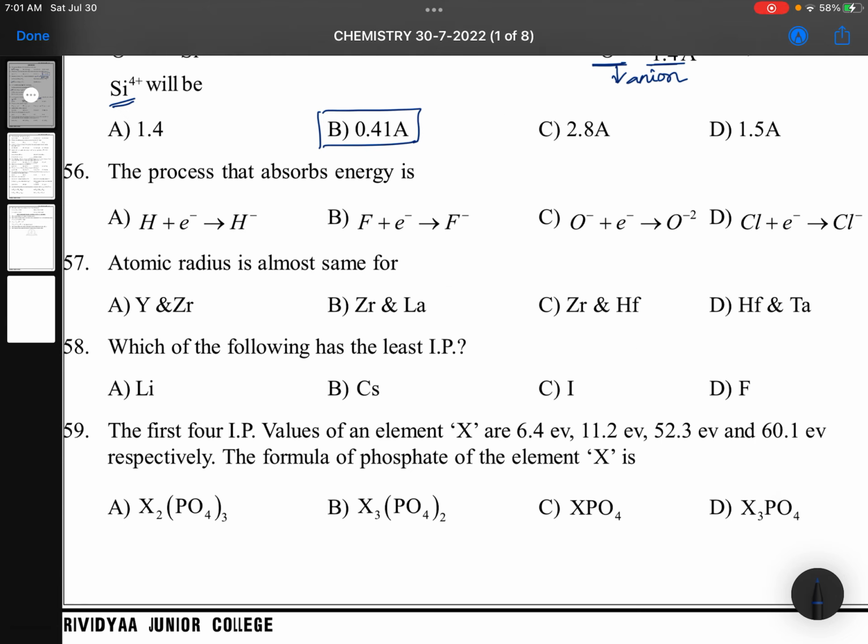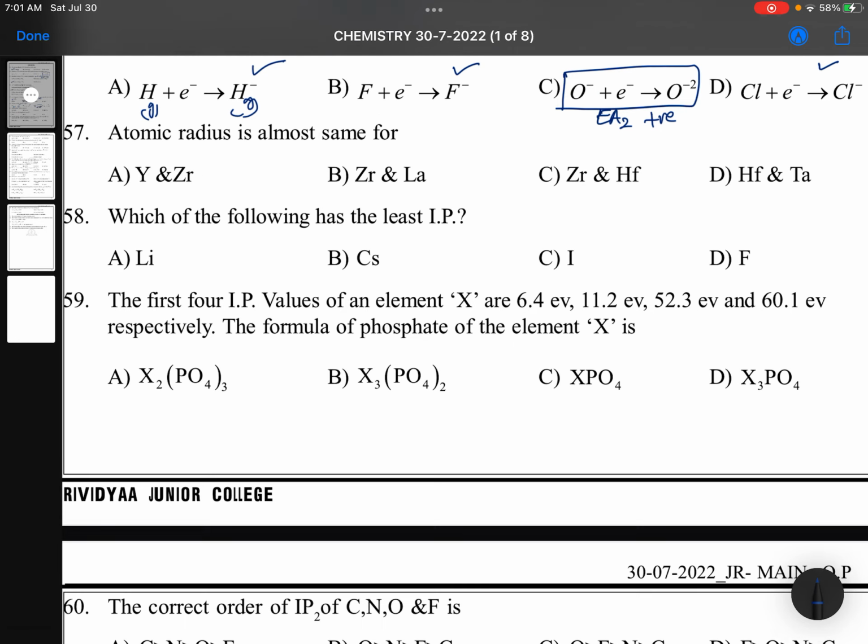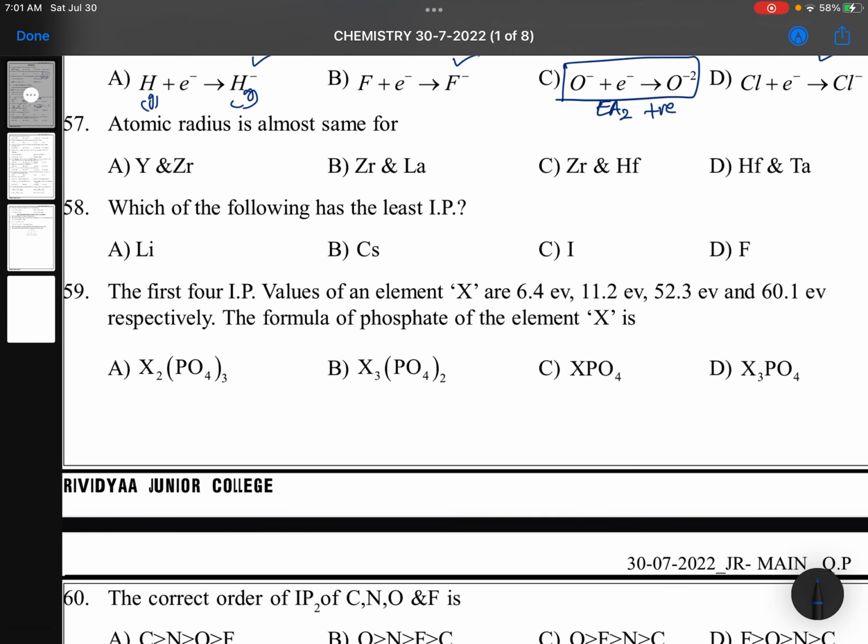The process that absorbs energy is, okay, this is electron affinity, this is electron affinity, this is electron affinity, releases. This is second electron affinity, EA2, positive. Atomic radius is almost same for zirconium and hafnium. Okay, so you can see scandium, titanium, vanadium, yttrium, lanthanum, actinium, zirconium, hafnium. We discussed in class that from 3d to 4d series radius increases, but from 4d to 5d the radius remains same.